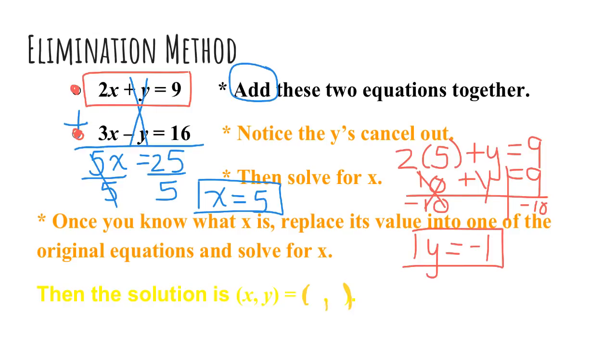Now this is in yellow, so I'm not sure how much you can read it. But the solution ordered pair, if x is 5, it goes in the first spot. And if y is -1, that goes in the second spot. And so the ordered pair that is the solution to this system would be 5, -1.